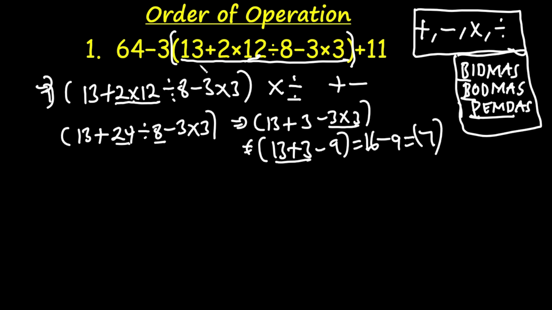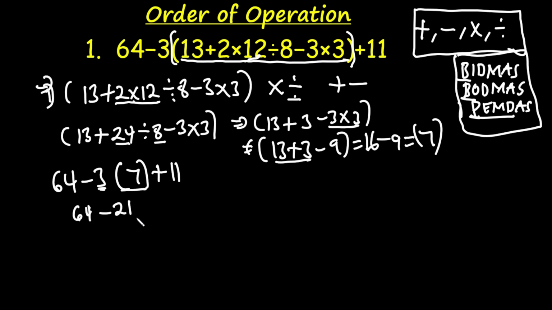So now the step 1, we now have 7 inside the bracket. Now the bracket we got 7 plus 11. Now to get rid of the bracket, we just multiply the 3 to this by the 7. So 3 times 7 is 21. 21 plus 11. Now over here you can see that the subtraction sign comes before the addition sign.